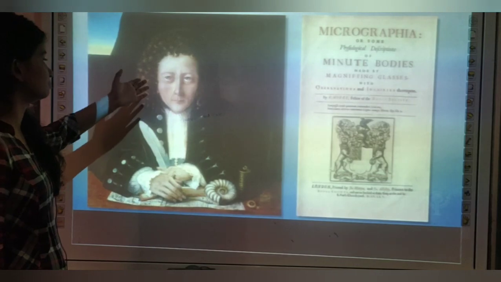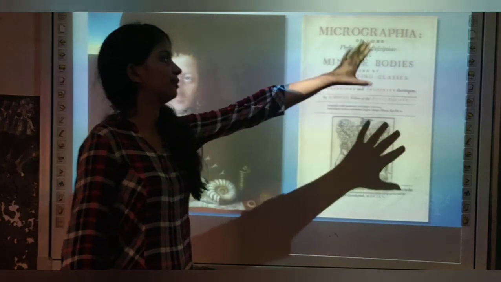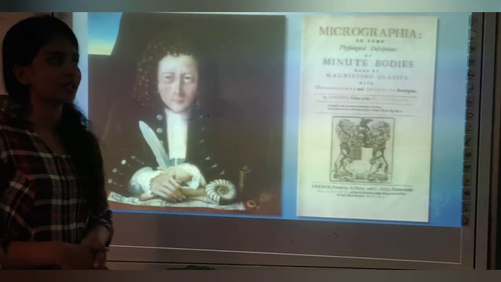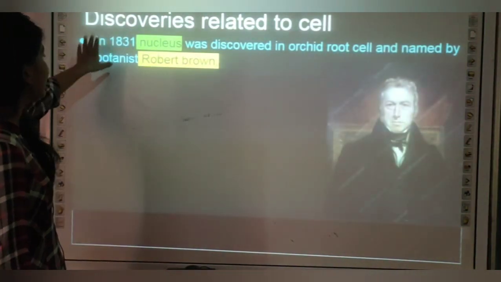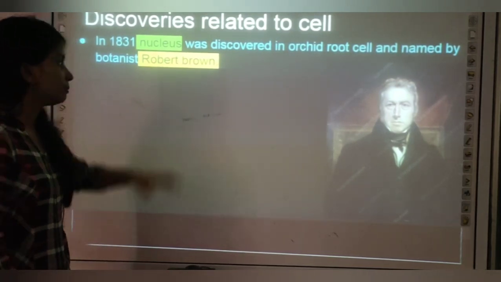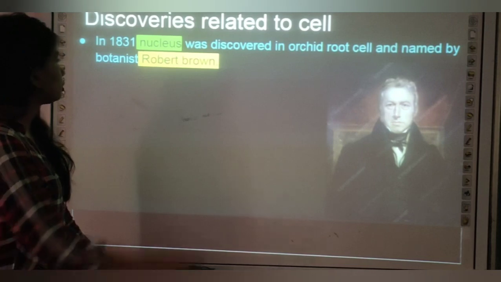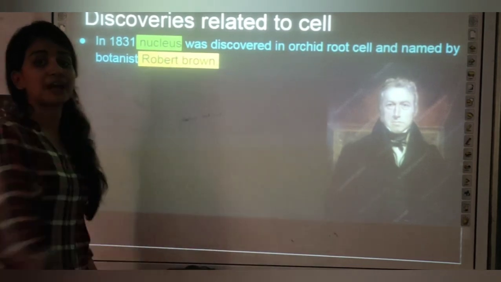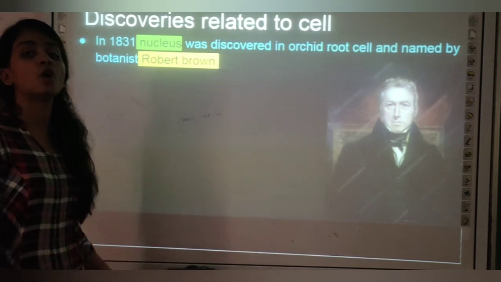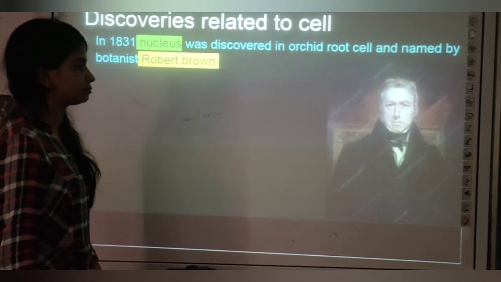Okay, so now he is Robert Hooke, and here's a book named Micrographia in which he elaborated each and everything about his experiment. Next, there are some more terms in 1831. Make sure you learn the time, this era, as well as what was discovered by whom. So the nucleus was discovered by Robert Brown when he was experimenting over orchid roots. So here is the great legend Robert Brown.